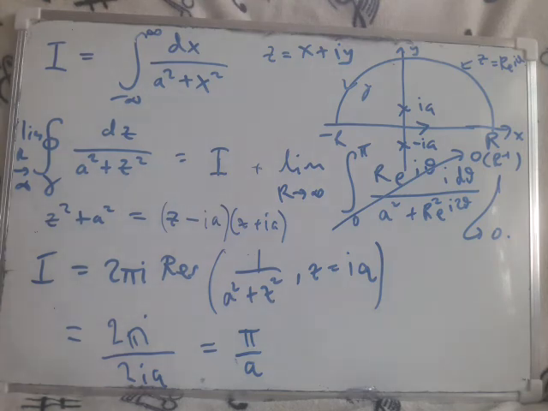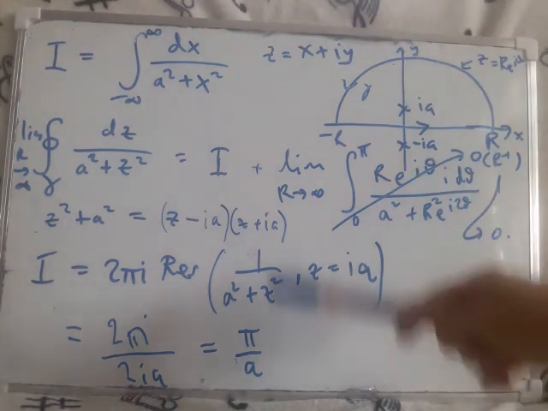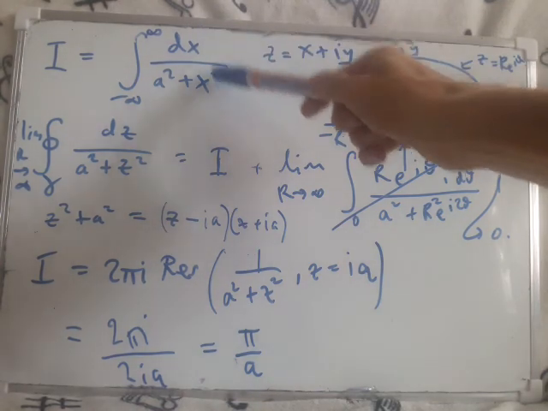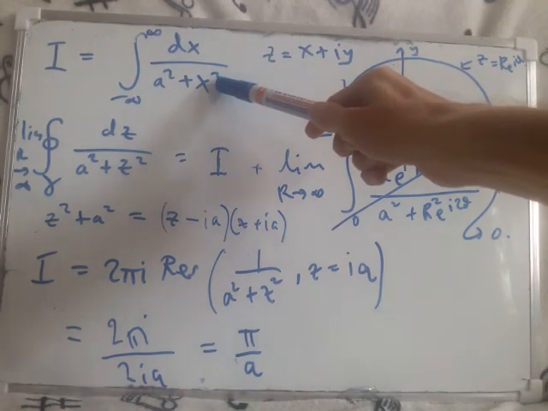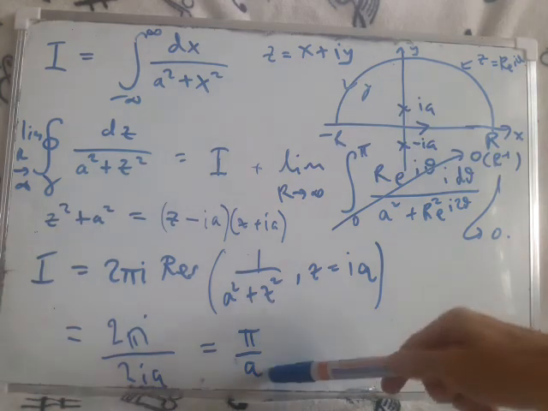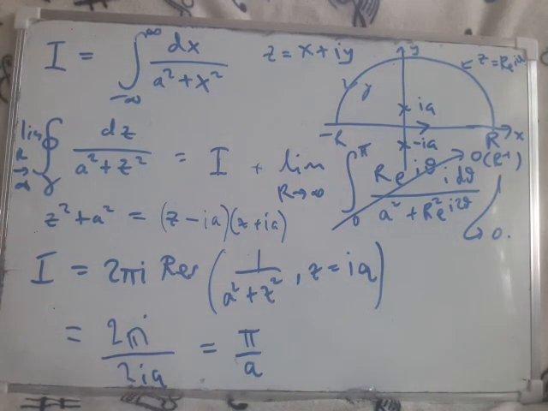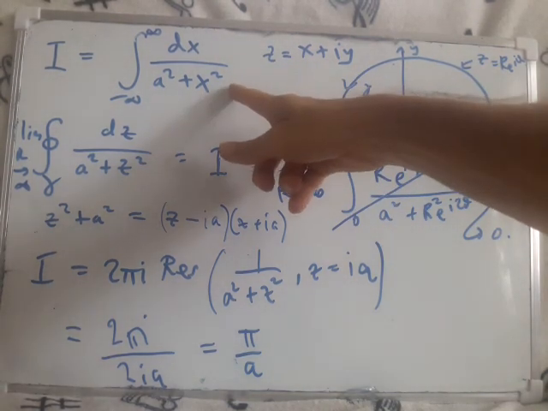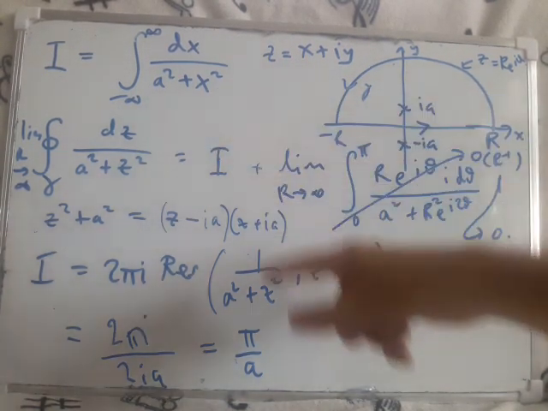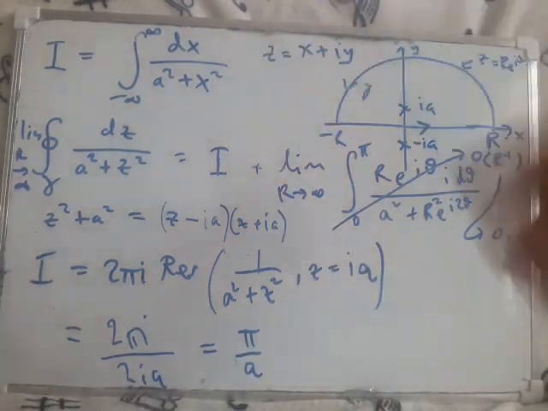As a check, notice the dimensions are correct. This is dimensions meters, this is meters squared on the bottom, so we expect to get 1 over meters as the final answer. Also, obviously, this is a real positive integral, and this is also real and positive. We're assuming a is greater than 0.